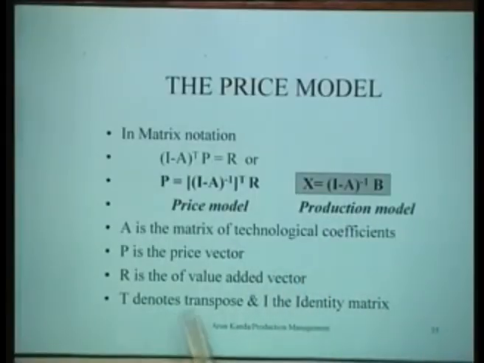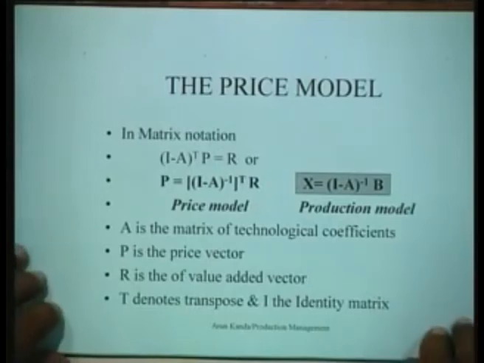So, ultimately, this was intended to give you an idea of the price model as well as the production model of Leontief, which can be utilized for solving this. How is the R vector calculated, sir? The internal cost of the company?